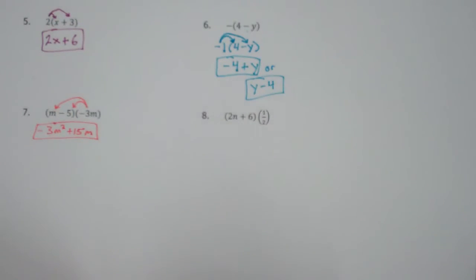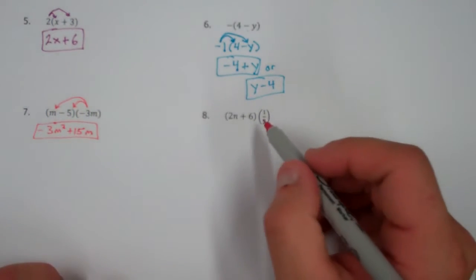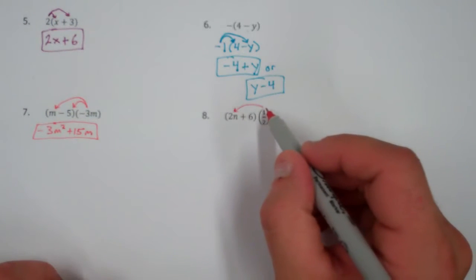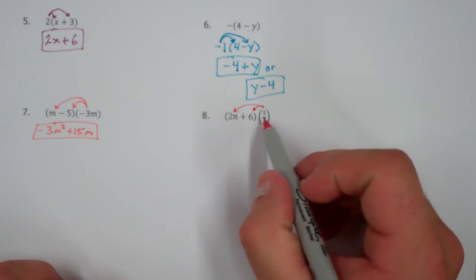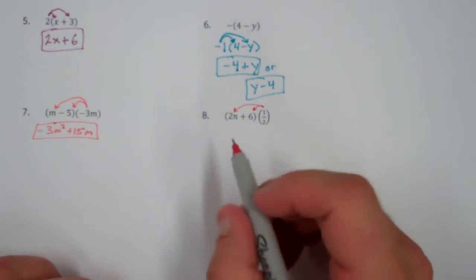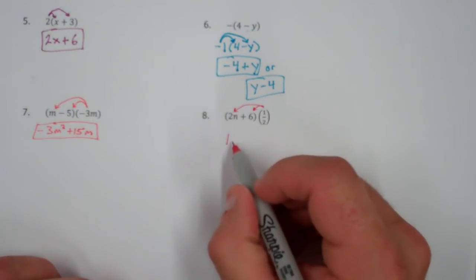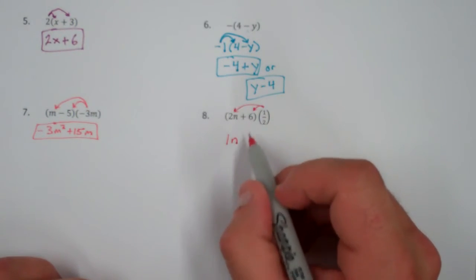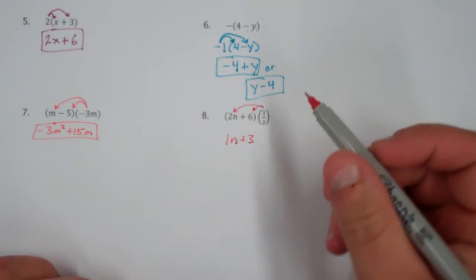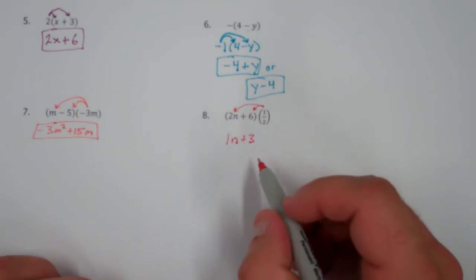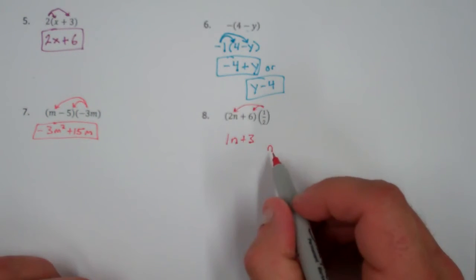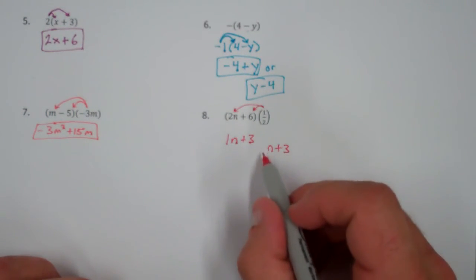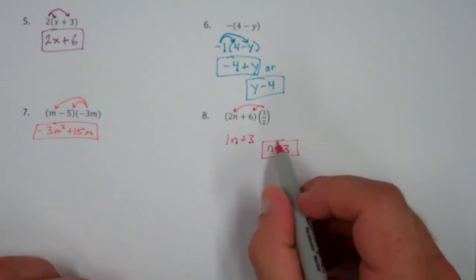In number 8, we have a little fraction to deal with. We have some nice numbers inside the parentheses though, so we'll do our 1/2 times 2n and 1/2 times 6. 1/2 times 2, or 1/2 of 2, is 1. We have an n, and then 1/2 of 6 is 3. We would not normally write this with a 1 here. It's a good idea to clean that up and just make that an n plus 3. It's understood that the 1 is there.